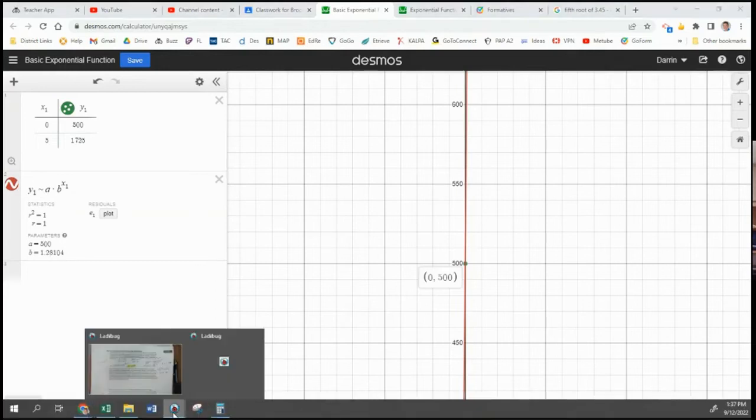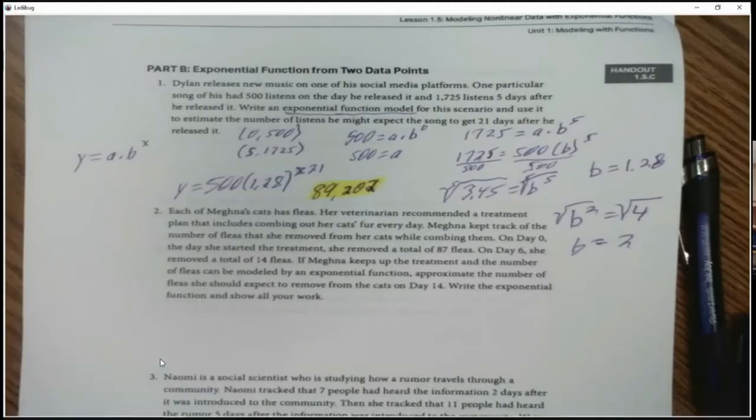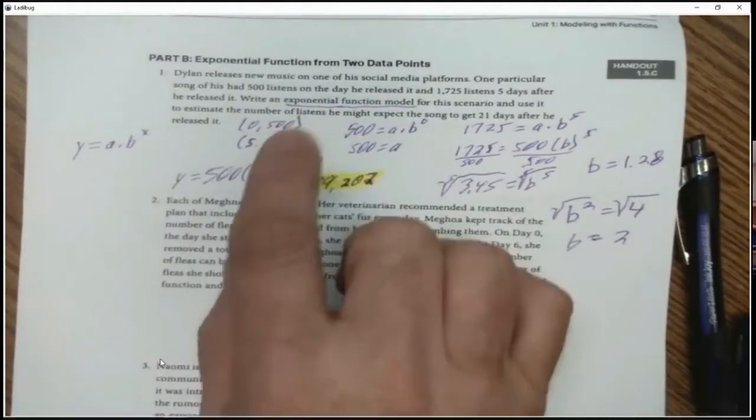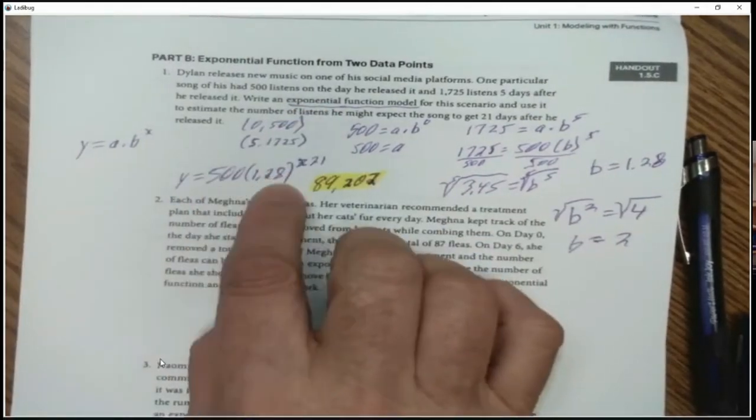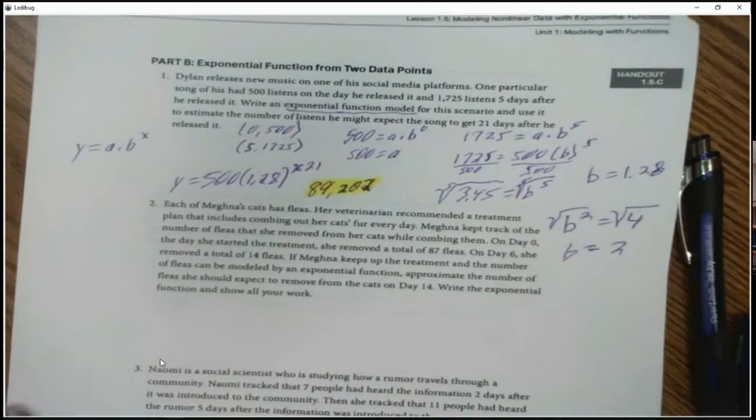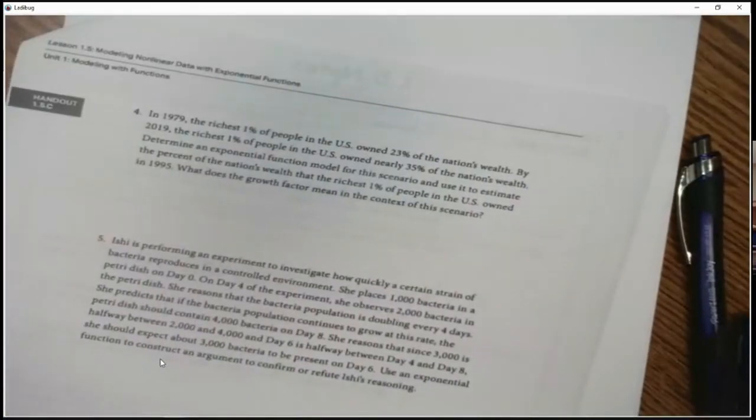So you can do that with Desmos if you make sure you're using exponential or whatever type of formula you're supposed to be doing. And this tells us to use exponential. 1.28. 500 times 1.28. All right, very good. See what other notes we need to cover today.